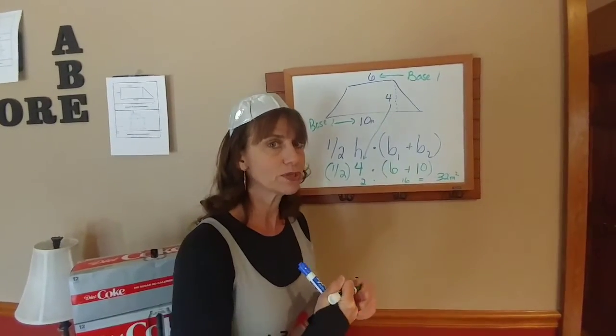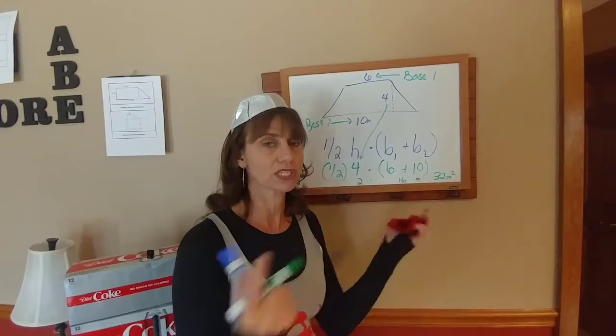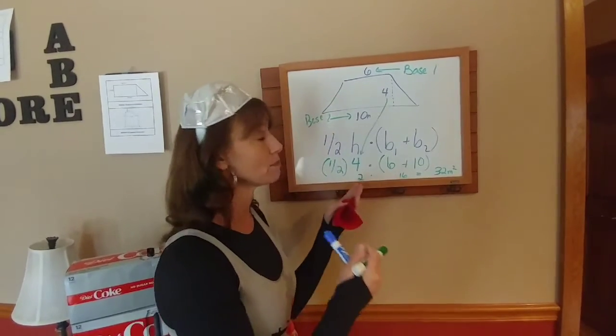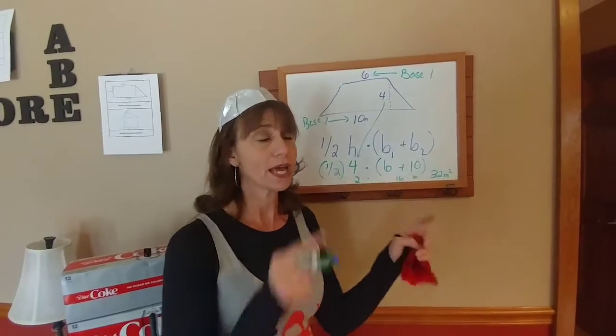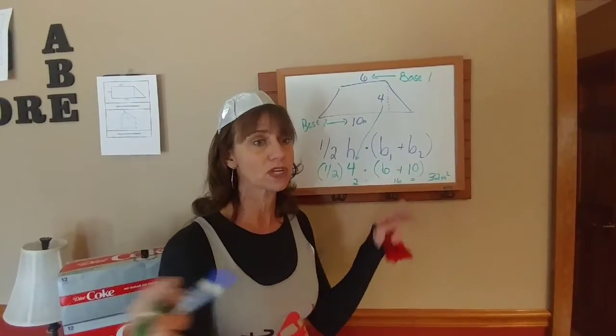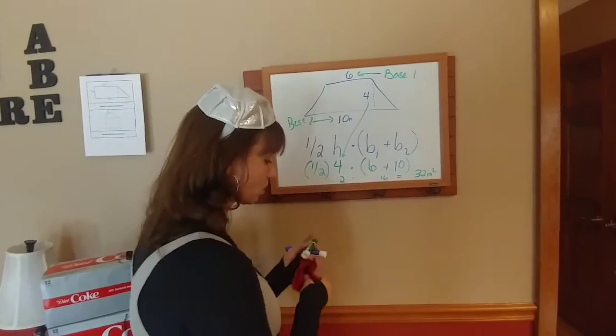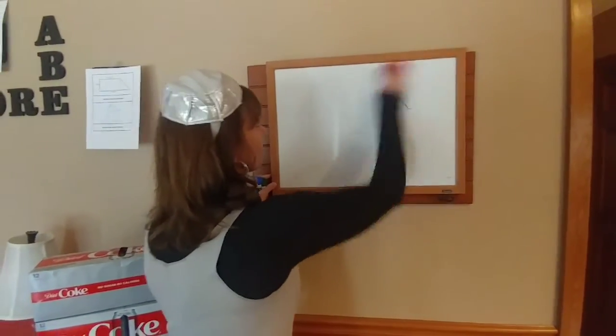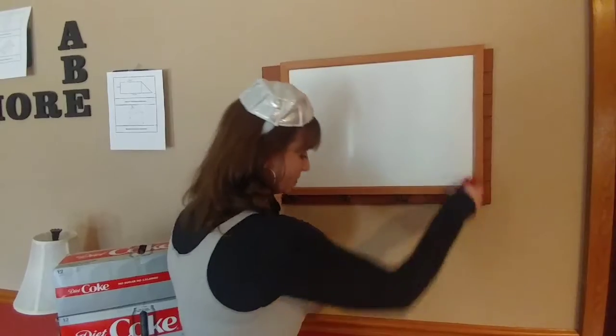Now, how do you do area of composite figures? Because that's today's lesson. Area of composite figures is basically breaking that figure apart and applying all the formulas to the parts and then putting it back together. I'm going to do a quick example here.